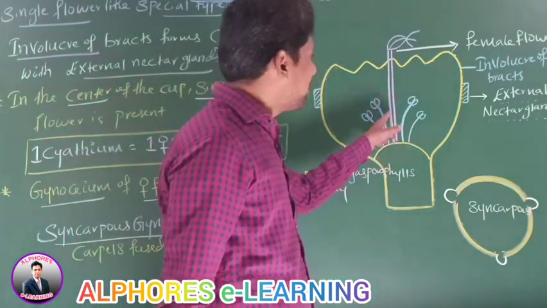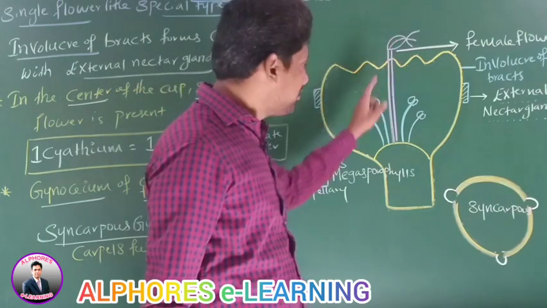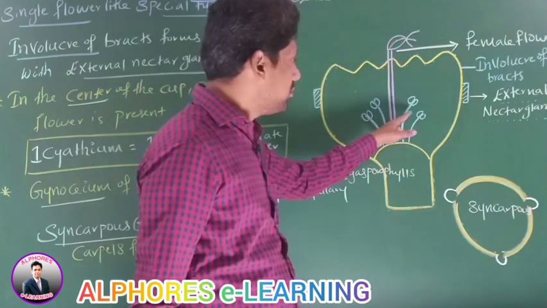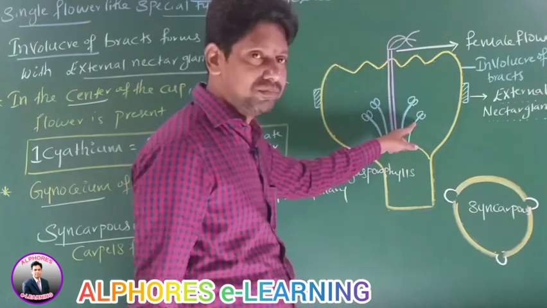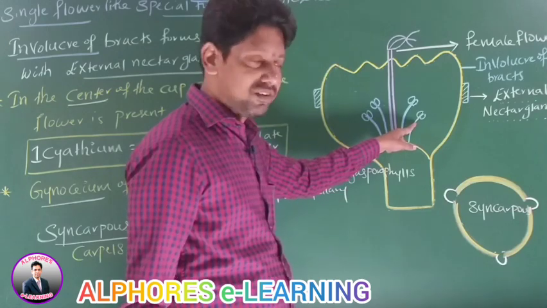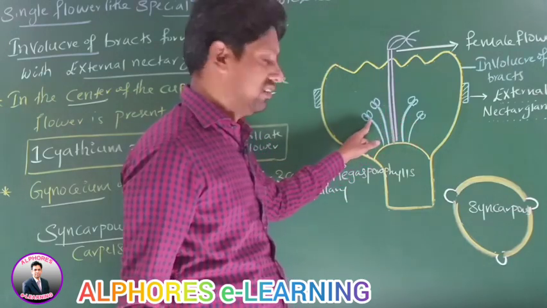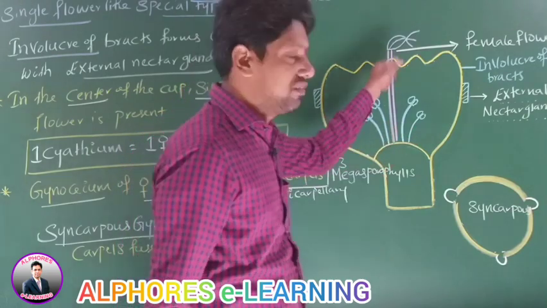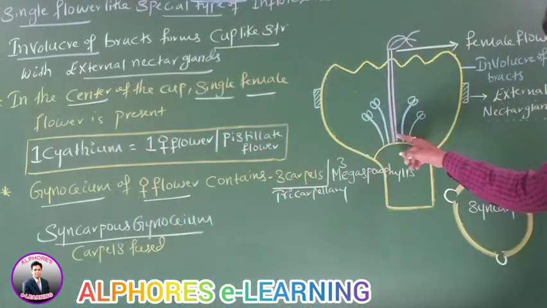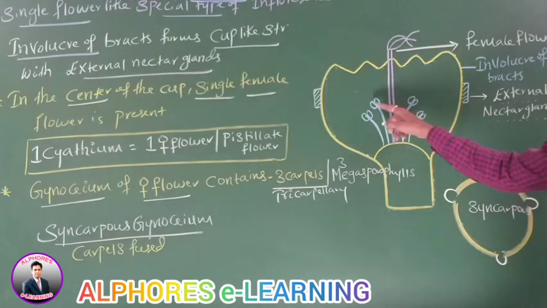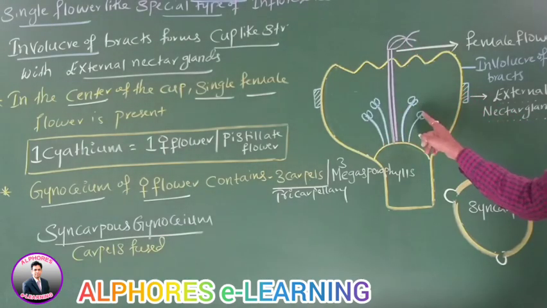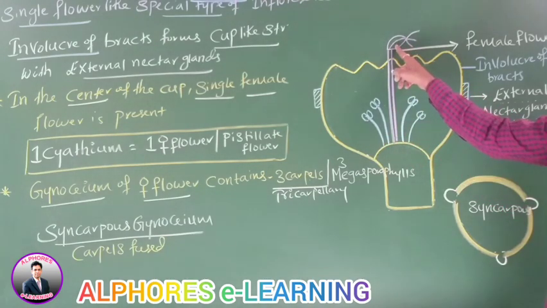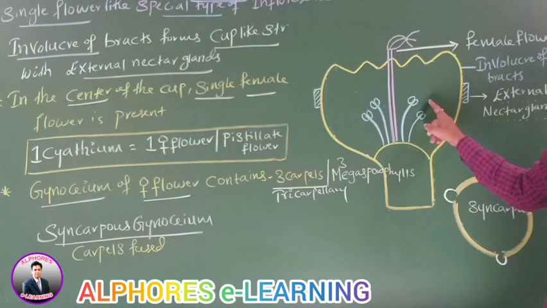Sir, which flower is this? Female flower. This female flower is surrounded by many male flowers. See the diagram. Which flower is this? Male flower. All these are male flowers. What are these male flowers doing? They are surrounding the female flower. Yes or no? Right. Male flowers are surrounding the female flower.